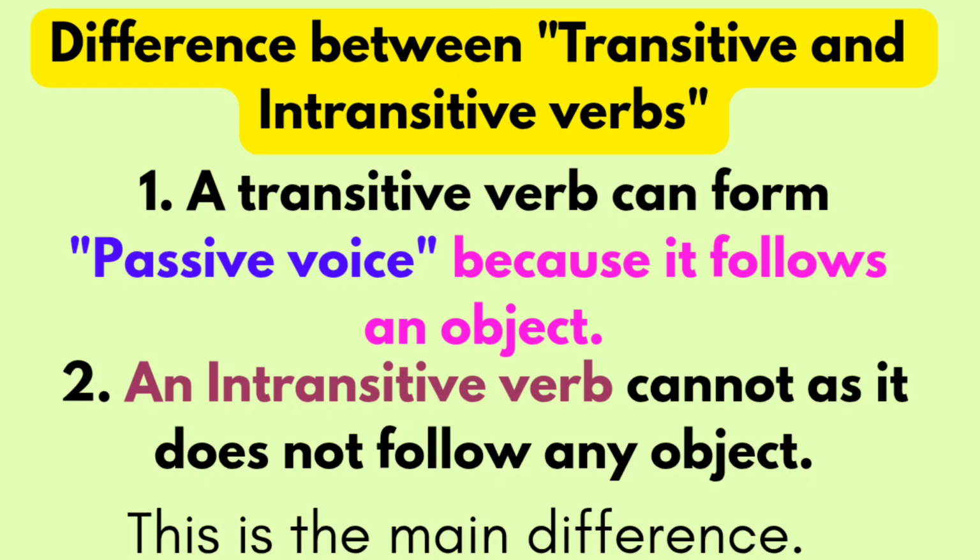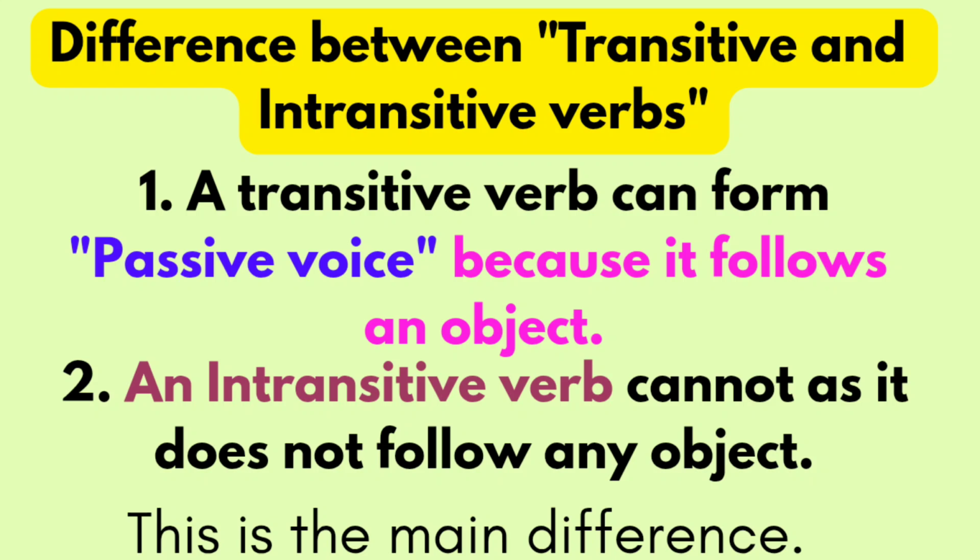A transitive verb can form passive voice because it is followed by an object. An intransitive verb cannot, as it doesn't have any object after it. This is the main difference. In order to make a passive voice sentence, we need to have an object in the sentence. If there is no object after the verb, then we will not get any passive voice sentence.